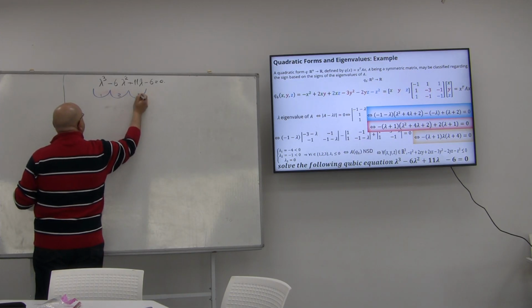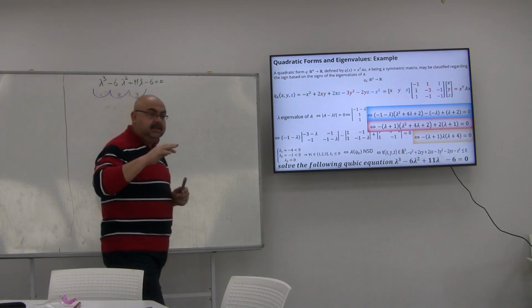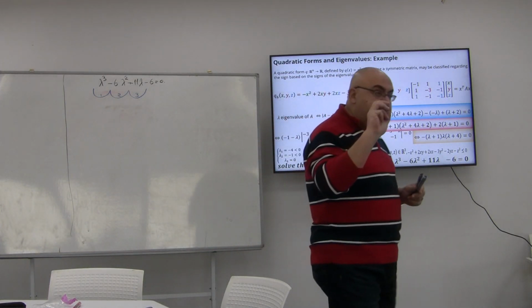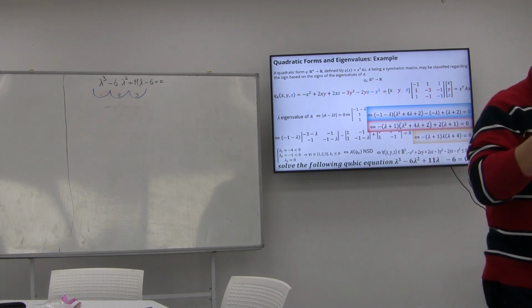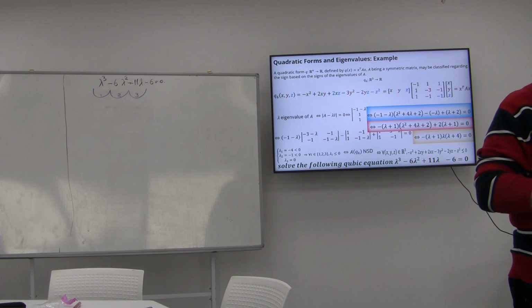From positive to negative, that's another alternation. So how many alternations in sign do I have? Three. Three alternations in sign. What we mean by alternation in sign is the sign of the coefficient of the variable, okay?